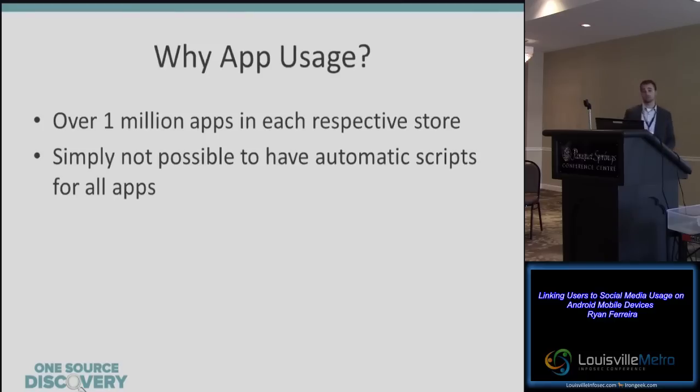So why app usage? Well, there's over 1 million apps in each respective store. Obviously, that's a lot to keep up with, and they push out updates fairly regularly. You're looking at maybe getting an update once a month, maybe even more. So it's a pretty burdensome task for all the software providers out there to keep up with the apps and make sure that the newest version of Facebook is fully supported and the version of Facebook that's 2 years old is fully supported. Pretty laborious task, so it's an important skill to know in the mobile forensics world.